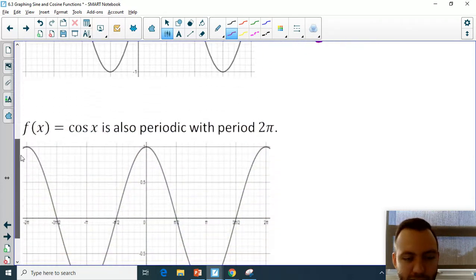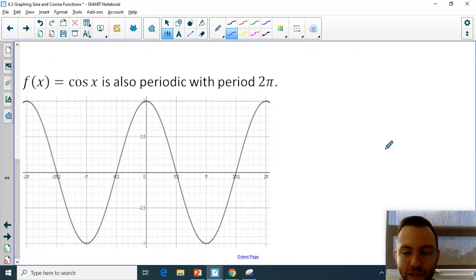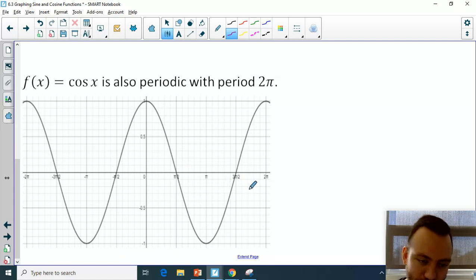For cosine of x, same thing. It's periodic, right? Because we go around that circle, and every 2 pi it starts to repeat. So it's periodic with 2 pi. And now you'll notice it almost kind of looks like the sine function. Like kind of here we do have the sine function, and it actually is. It's just moved over pi halves, right?